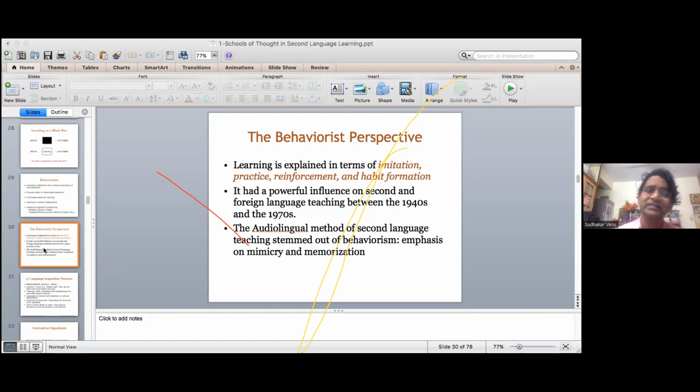When you talk about behaviorism, its influence on second and foreign language teaching between the 1940s and 70s is tremendous. And the audiolingual method, even in my university, the English and Foreign Languages University, there was a department called Radio TV department. For a long time, they used to emphasize the behavioristic psychological methods and audiolingual methods of second language teaching. And this you might have seen, you might have experienced. Old people like me, we know how that was dominating in the university departments.